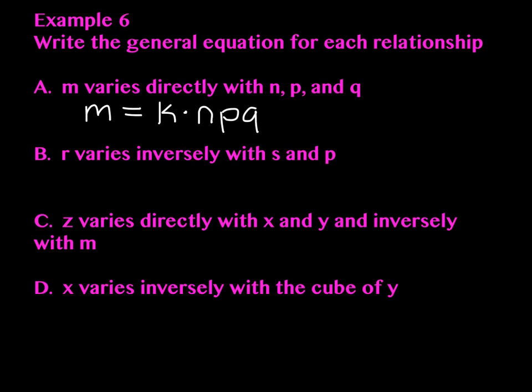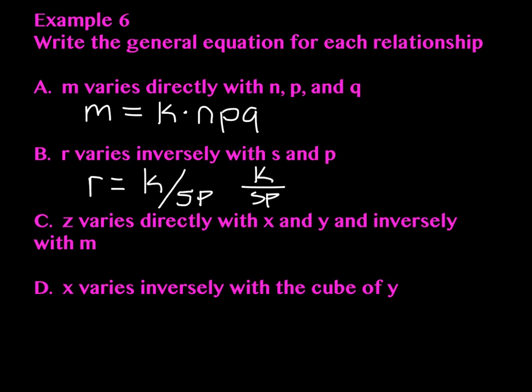All right, r varies inversely with s and p. R equals, inversely is k divided by, and then s and p means they're both going to be in the denominator, k over sp. I could have written it like this, k over sp. S and p, so they're both being divided.